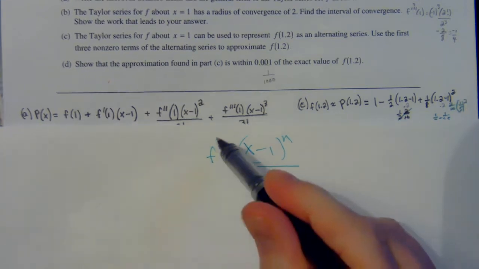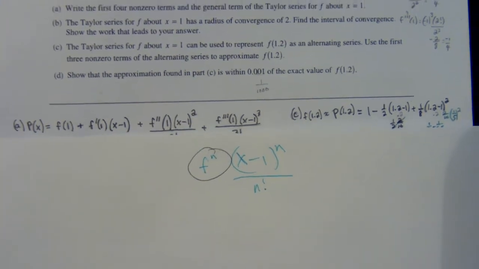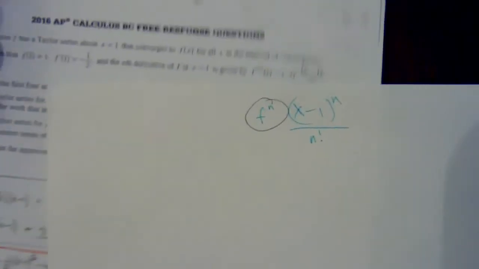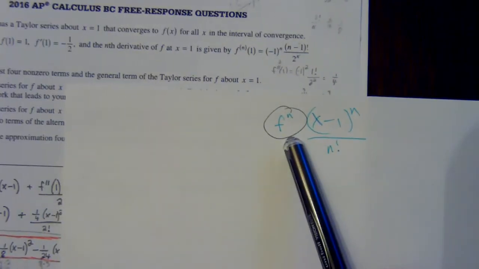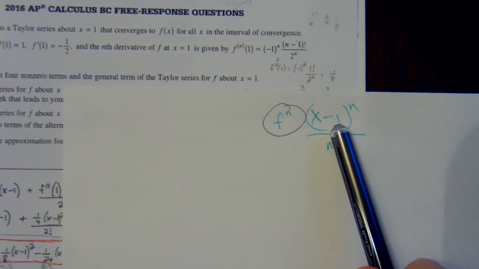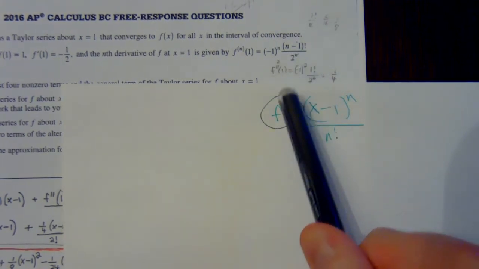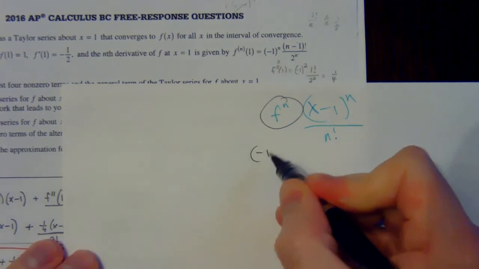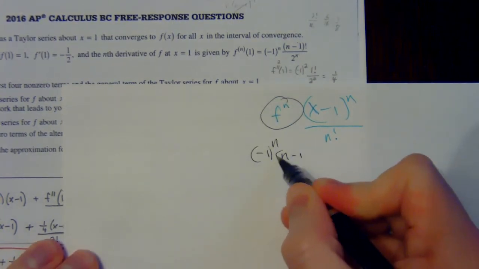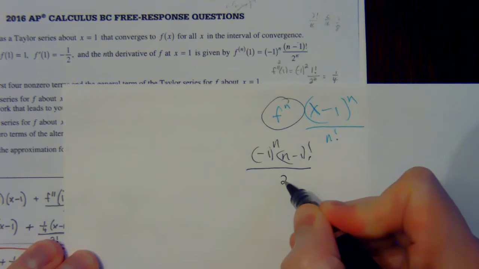Now, they gave us what this f sub n was. That's what I'm going to plug in right here. So this is your derivative, part of your formula when you're doing your main definition, your Taylor polynomial. So all I'm going to do is take that and put that in right there. So I'm going to have negative 1 to the n, times n minus 1 factorial, over 2 to the n.